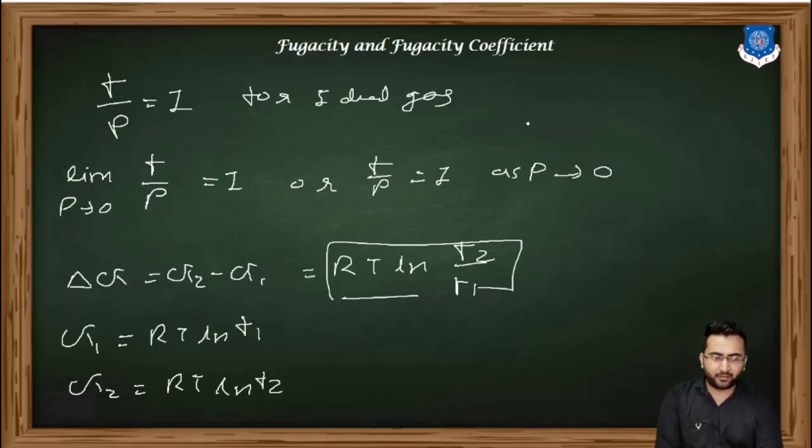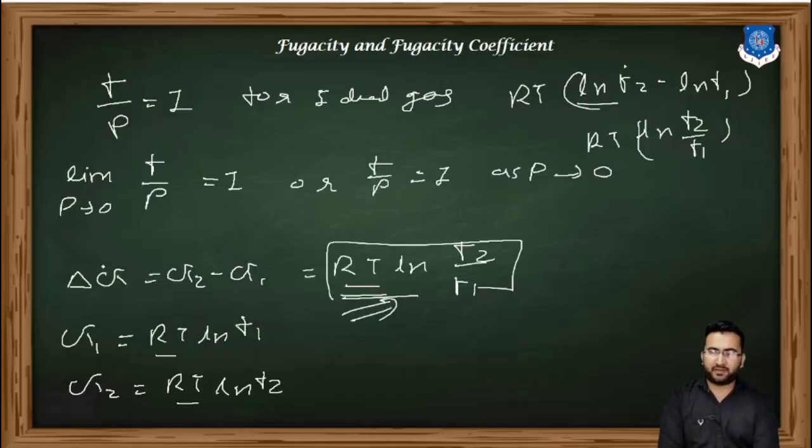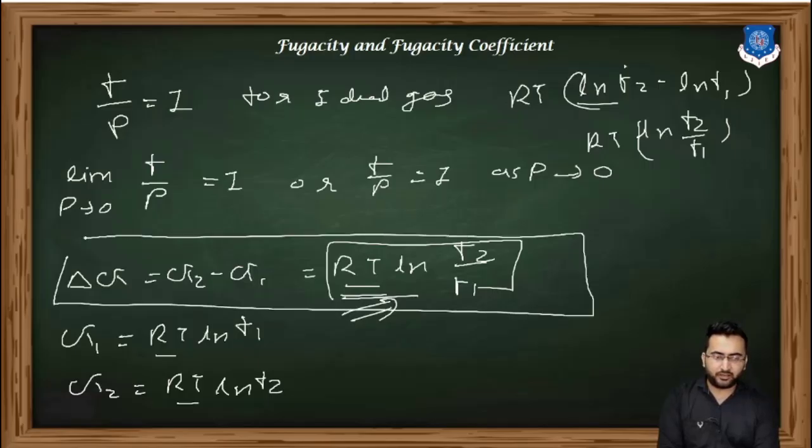So if we are taking the difference of these both, we can take the RT common. So this is RT times ln F2 minus ln F1. This becomes like this, so we can write ln F2 upon F1 into RT. So this is how we can write this equation. This equation becomes del G is equal to G2 minus G1 is equal to RT ln F2 upon F1.